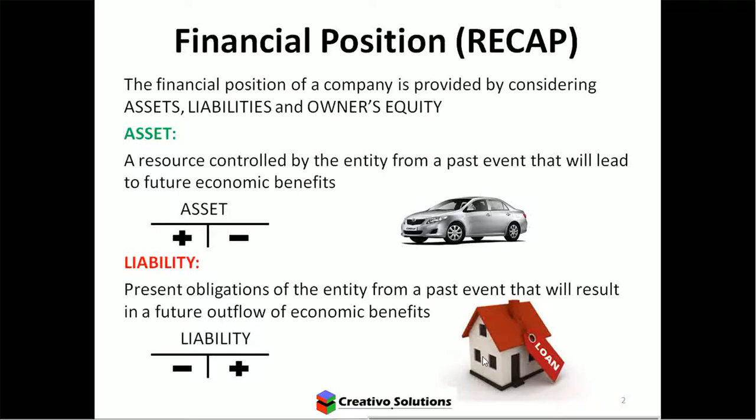For example, when I buy on credit, that's the event that gives rise to an obligation. If I buy something on credit, I'm going to have to pay my supplier in the future. So if I'm paying my supplier in the future, it's seen as an obligation today because it leads to a future outflow of economic benefits. Okay, so a liability is something that's going to be viewed as a negative from the company's point of view.